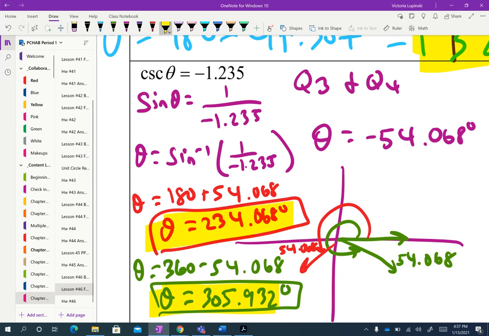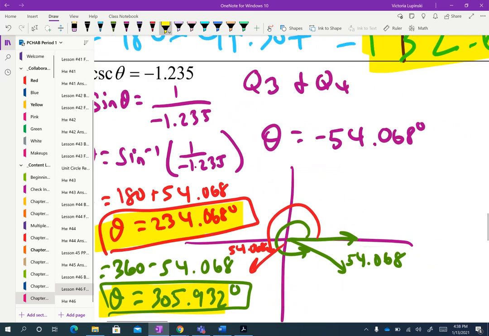If you wanted to double check that you were doing this right, if you calculated the cosecant of 234.068, you should in fact get approximately negative 1.235. You might be ever so slightly off because of the rounding, but really you should be pretty close.